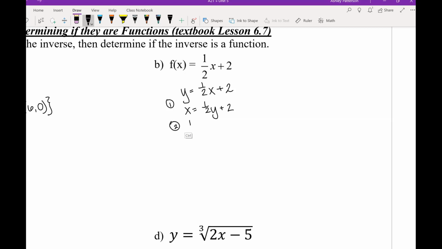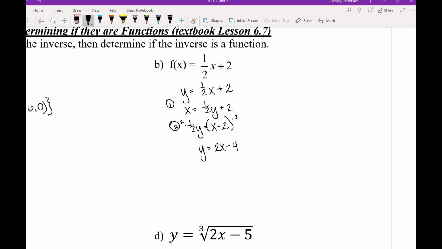So I'm going to subtract 2 from both sides. We get 1/2 y is equal to x minus 2. And then I'm going to multiply everything by 2 so I can get rid of that fraction. Don't forget to distribute the 2. We end up with y is equal to 2x minus 4.